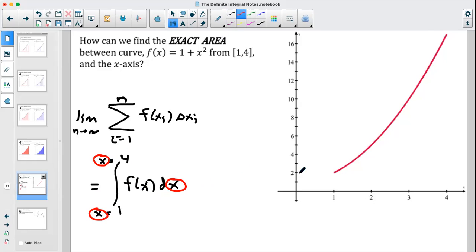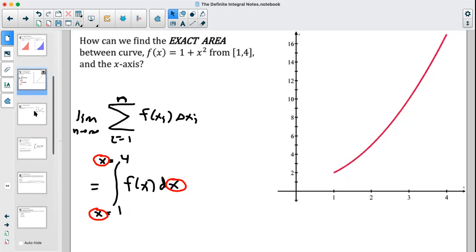So this is from x equals 1. It's not from y equals 2 to y equals 17 or whatever this is. It's x equals 1 to x equals 4. So this is the exact area. It's called the definite integral. And to a large extent, the point of doing calculus is to figure out what the values of these things are.